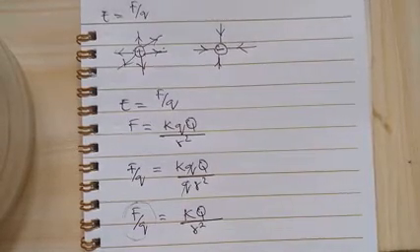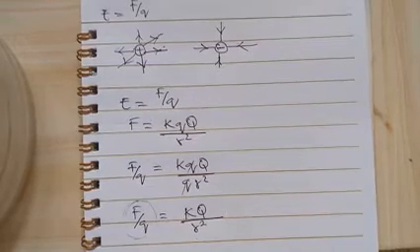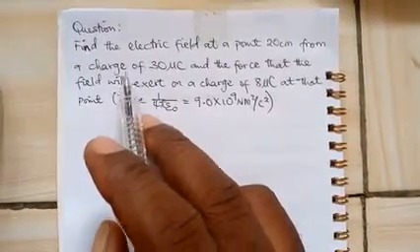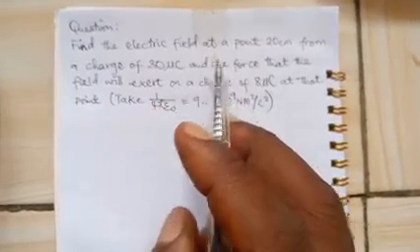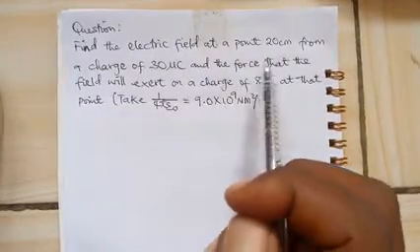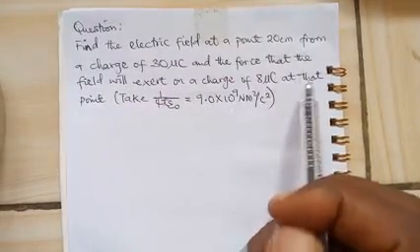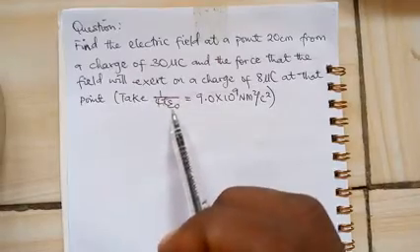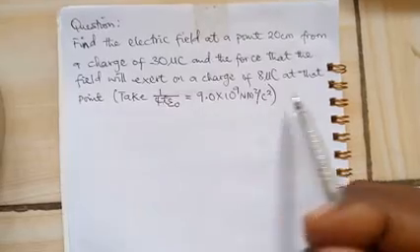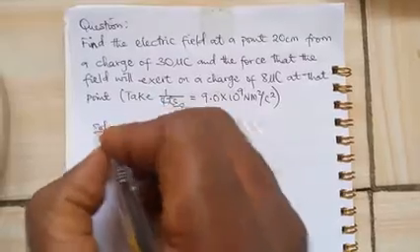And you need to know that E, the electric field, is dependent on point. You need to note that. Okay, for example, look at this question. It says, find the electric field at a point 20 cm from a charge of 30 microcoulomb and the force that the field will exert on a charge of 8 microcoulomb at that point. Take 1 over 4 pi epsilon naught, that's K, to be 9.0 times 10 raised to power 9. Now, the first thing we need to understand, let's say, solution.